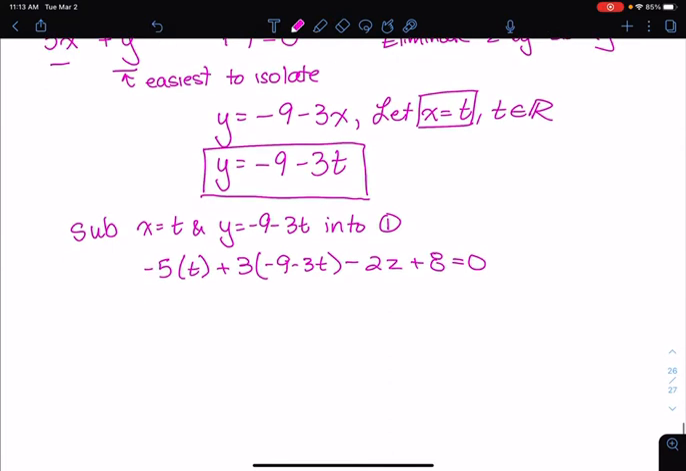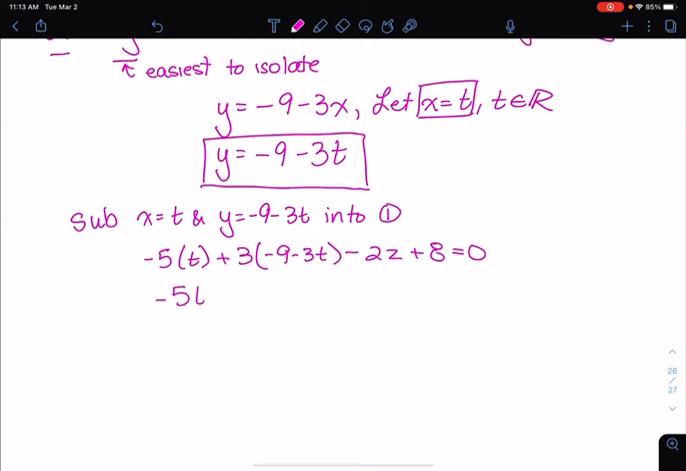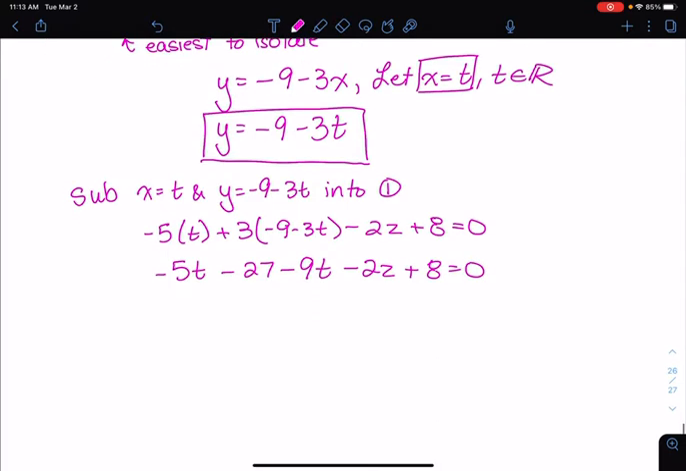And I'm going to simplify that. So I get -5t. You probably don't need me to talk through this. Hopefully I do this all right. And I want to isolate z. So I'll keep going on this. My t's can go together. That's -14t. My constants can go together. That's -19 minus 2z equals 0.